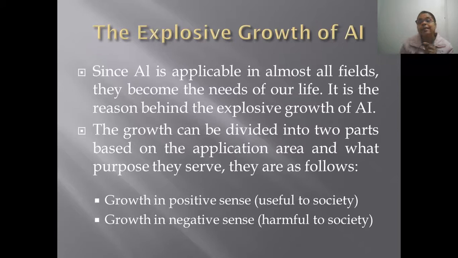And the next is the explosive growth of AI. Since AI is applicable in almost all fields, it has become a need of our life. It is the reason behind the explosive growth of AI, and this growth can be divided into two parts, based on the application area and what purpose they serve. Okay, so what is the purpose? They are as follows: growth in a positive sense means useful, of course. If it is in a positive sense, it is useful to society. And growth in a negative sense is, of course, harmful for society.